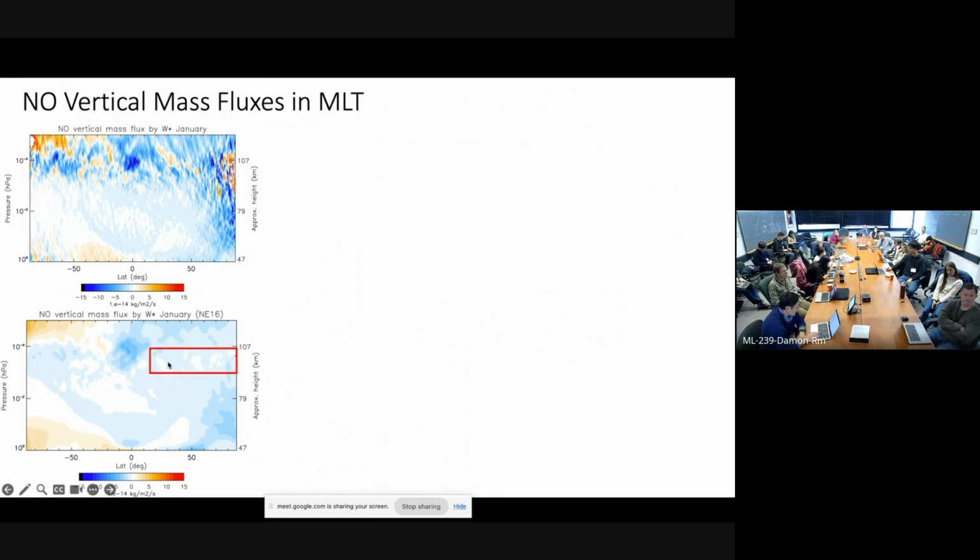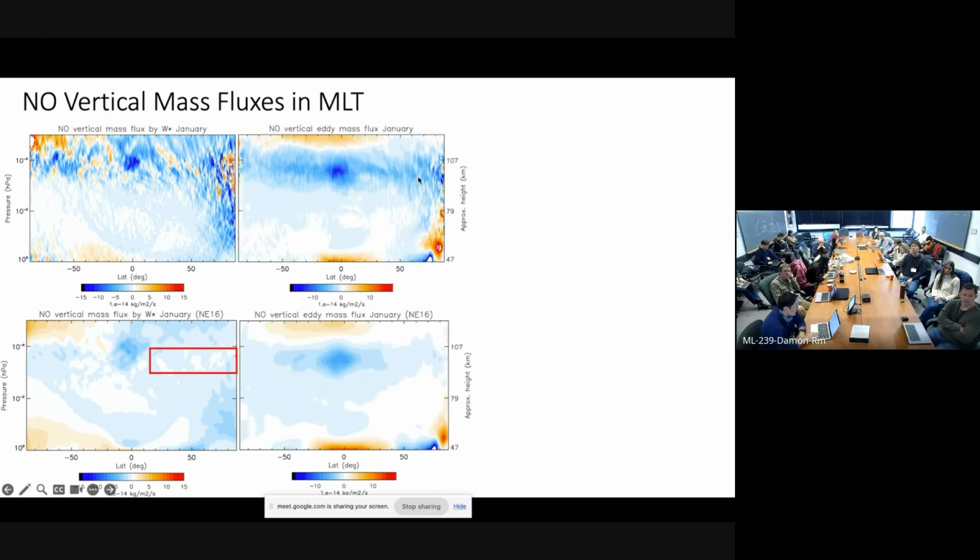So in the low res, you can see the MLT winter region, it's white here. It's near zero and maybe even upward. On the other hand, if you look at the flux in the high resolution, lots of downward, very large downward fluxes at a lot of places.